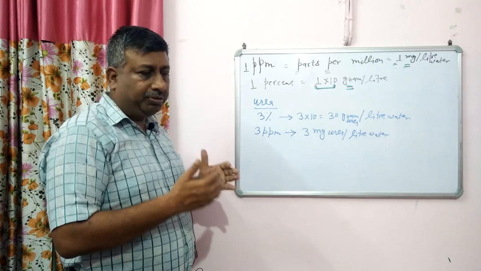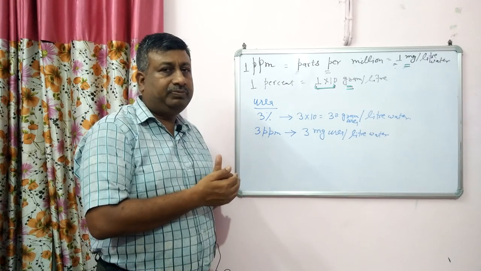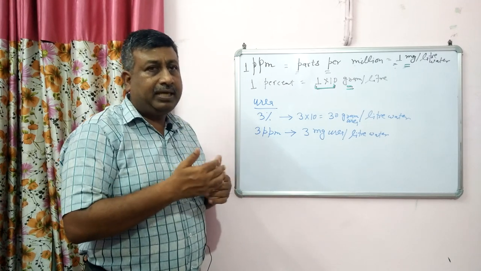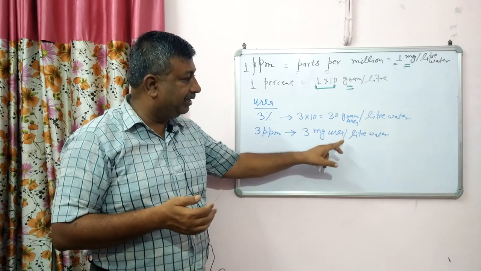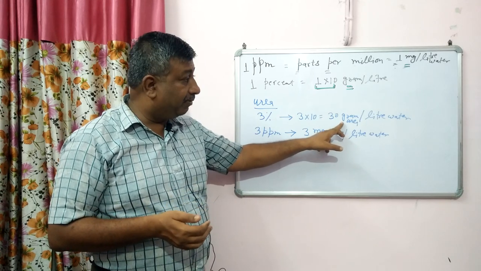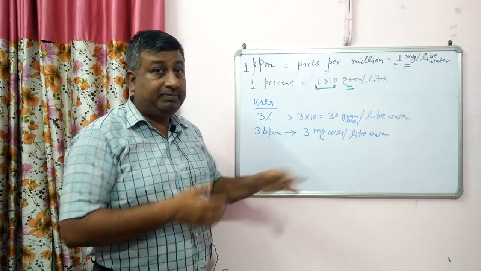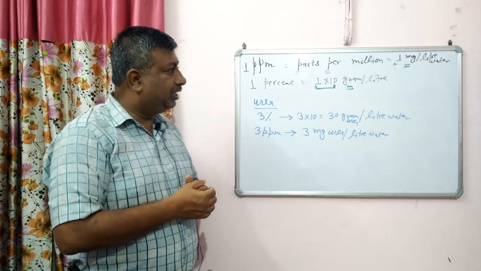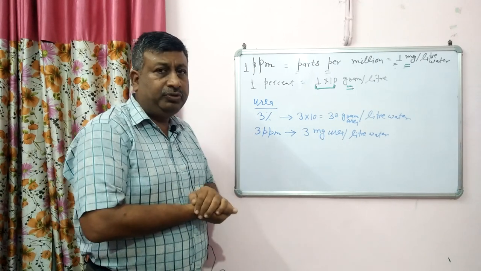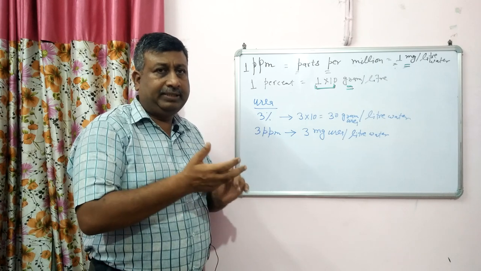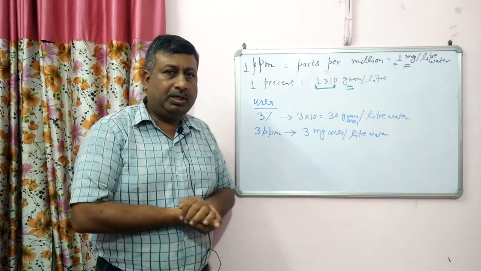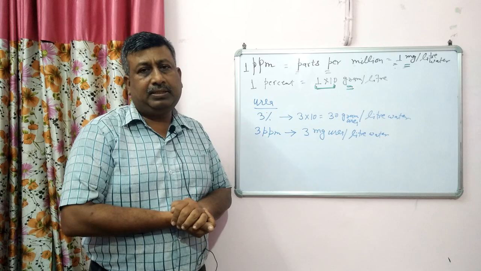And ppm solutions are used for those compounds which are required in very less amount, because it is milligram per liter water, while percent is gram per liter water, and the difference between gram and milligram is 1000. So that's why we use percent for high quantity material and ppm for material which is required in less quantity.